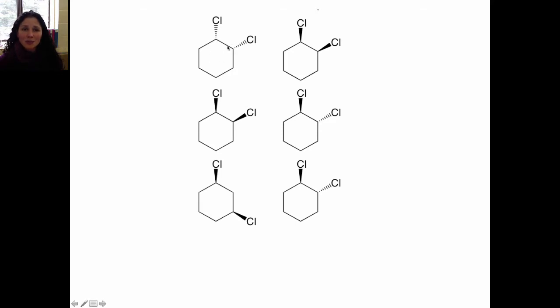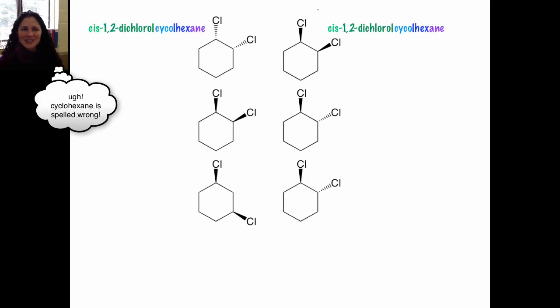In the first example, the chlorines are on the same side of the molecule, and so this is a cis relationship. And in the second molecule, both of the chlorines are again on the same side of the molecule. In fact, these two things are exactly the same. They are both cis-1,2-dichlorocyclohexane, and they are identical. These are not isomers at all. They are the same thing.